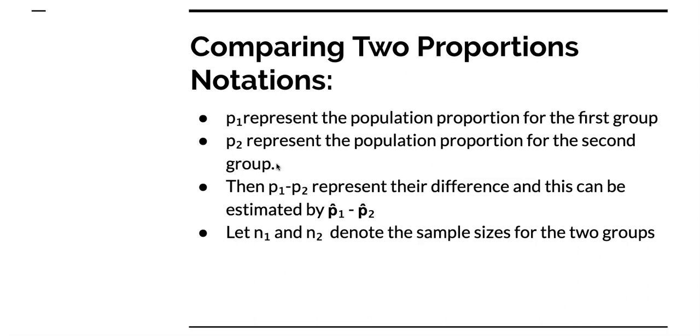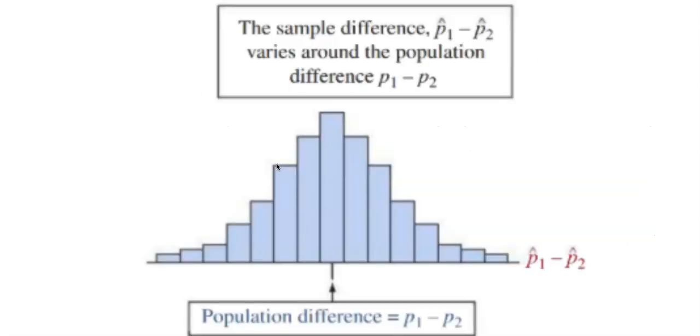Now we talked about this. I wanted to give you a picture to show that we're still working with this sampling distribution idea. The sampling distribution of the sample difference varies around the population difference, p1 minus p2. That's what we are trying to estimate. But we may get a sample difference, p1 hat minus p2 hat, that may be way out there.